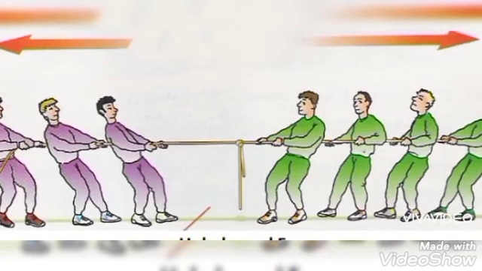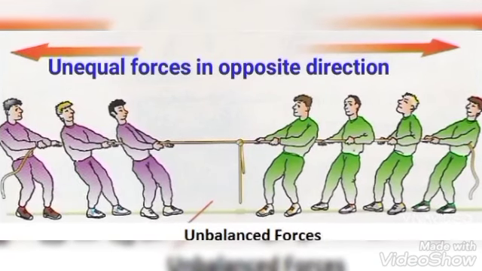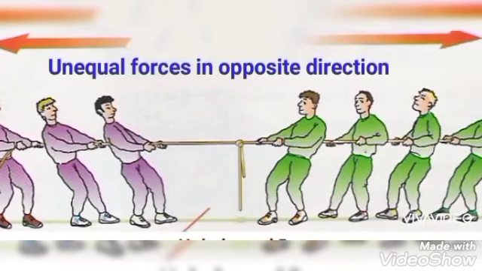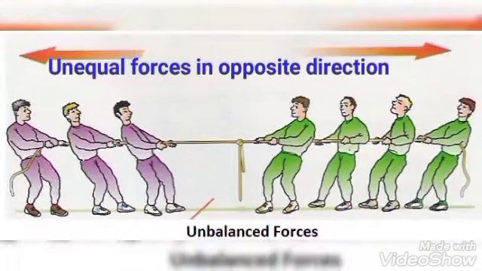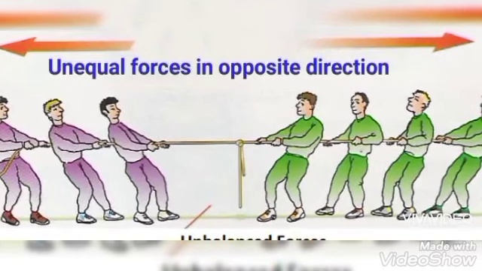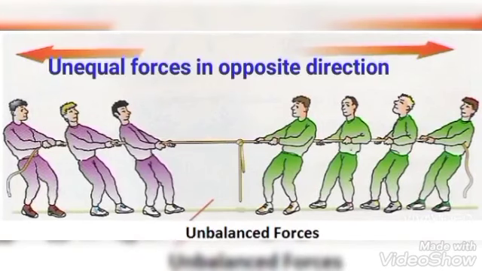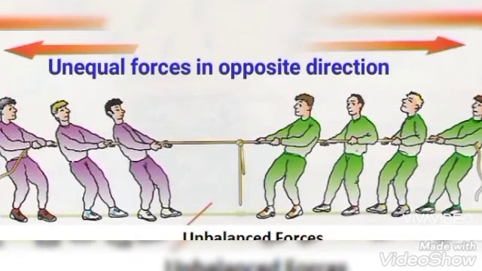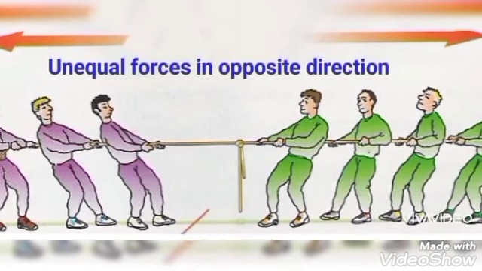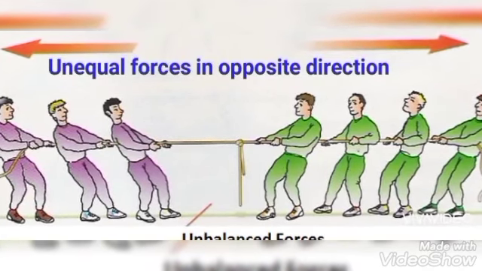Why? Because there are more men in the green team than in the blue team. So more force is exerted by the green team, and the rope will move towards the green team. Here, the forces are not balanced. More force is exerted by the green team than the blue team. So the forces are not balanced, or we can say that it is unbalanced force.